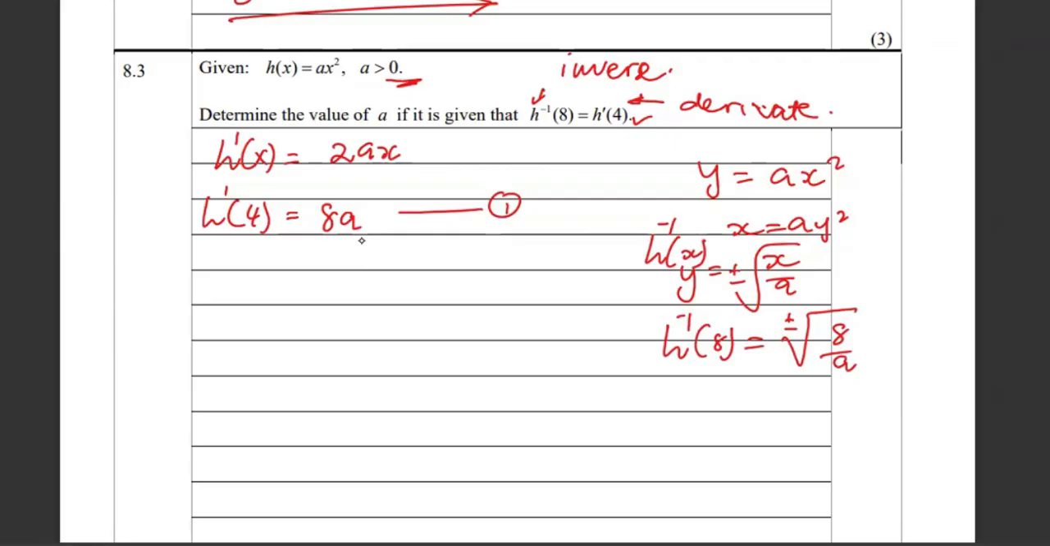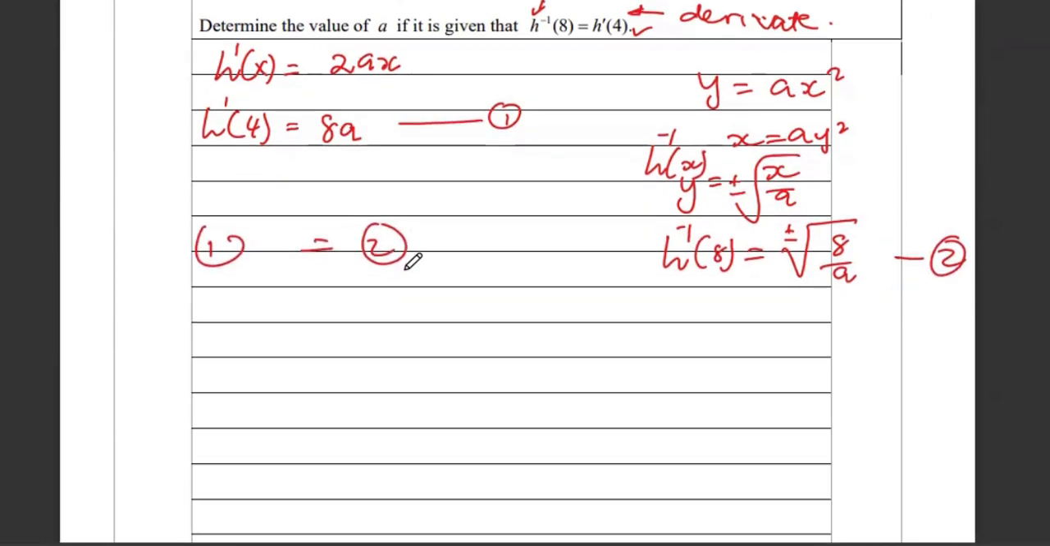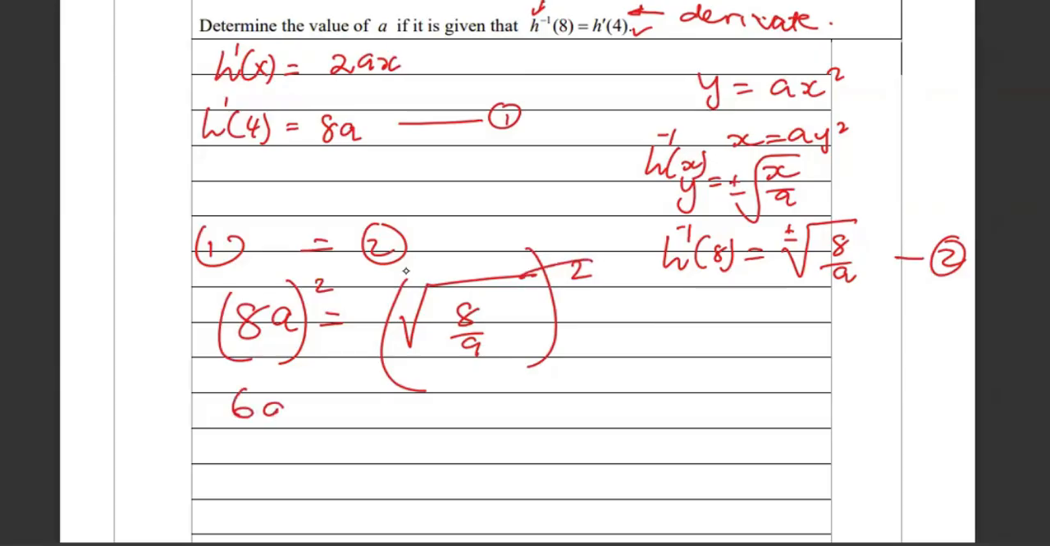Then I need to equate the two. So meaning, if this is my equation number 2, so equation 1 equated to equation 2, we're going to have 8a is equal to the square root of 8 over a. Get rid of the square root, you square both sides. We square both sides, so this 2 kills the root. We're going to have 64a squared is equal to 8 over a.